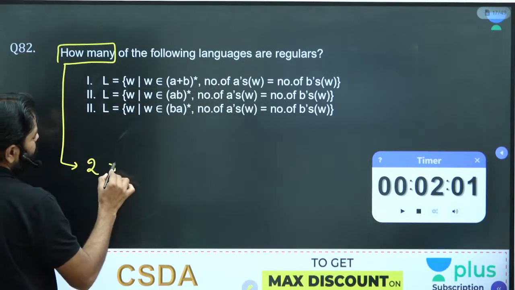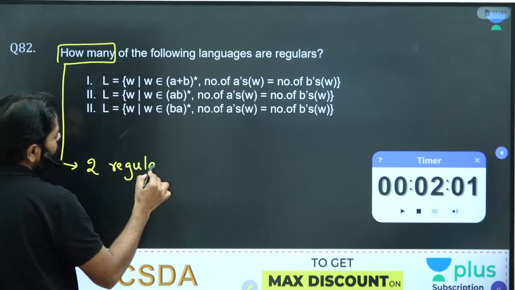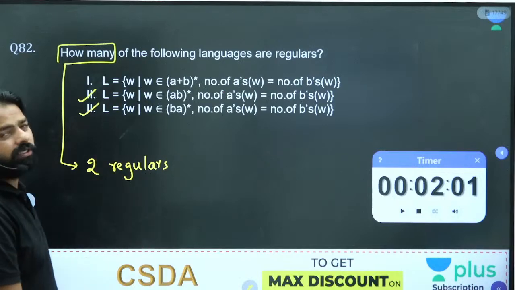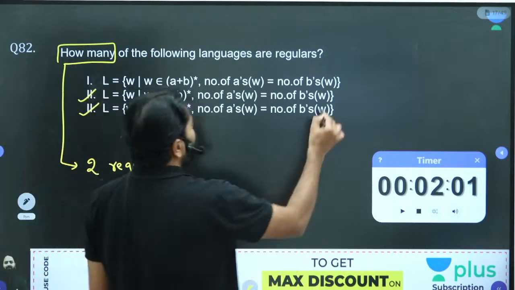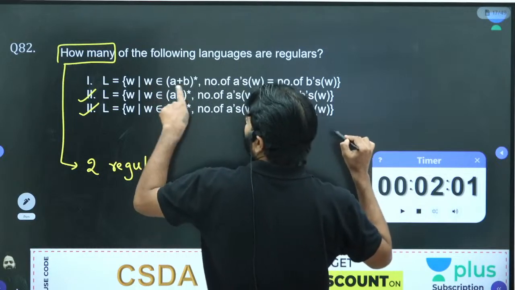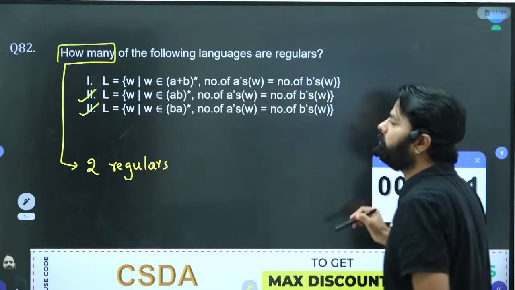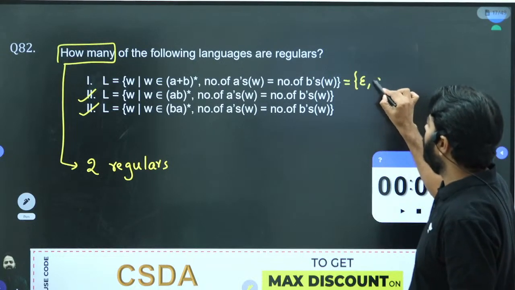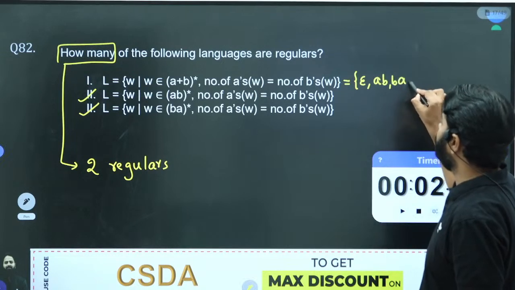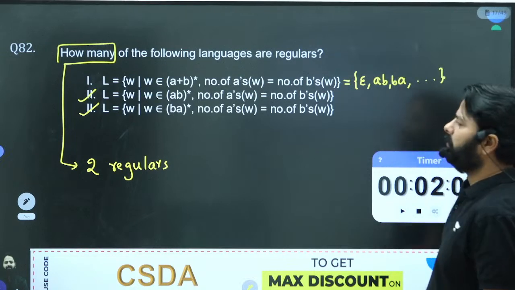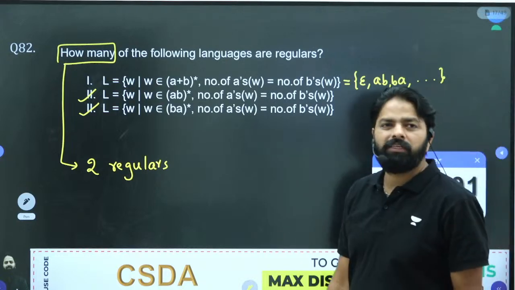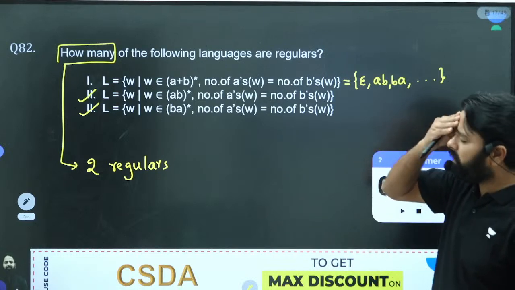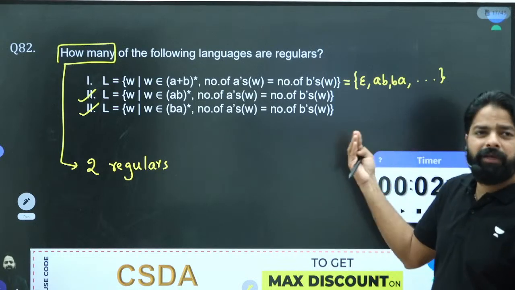Two regulars are there. Out of 3, 2 regulars. What are they? 2 and 3. And how is that possible? This one, in (a+b)*, the number of a's is equal to the number of b's. Here you will see special strings: epsilon, ab, ba. You have to be very careful while writing the string. So there is a dependency between the symbols in the string because string order is unknown. And what else? When a comes, when b comes, how do you remember?